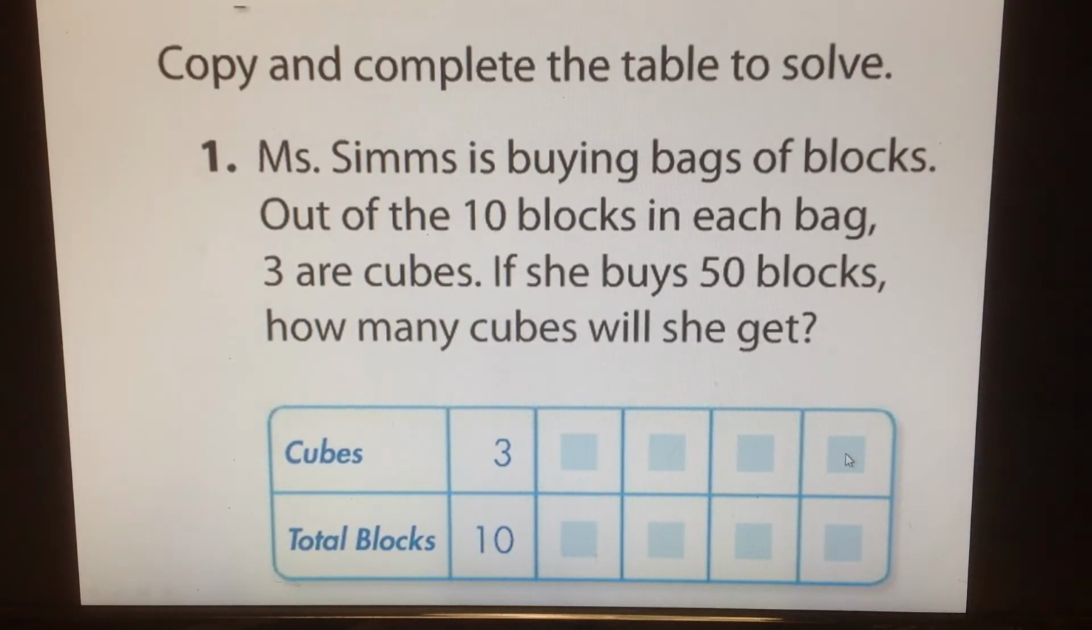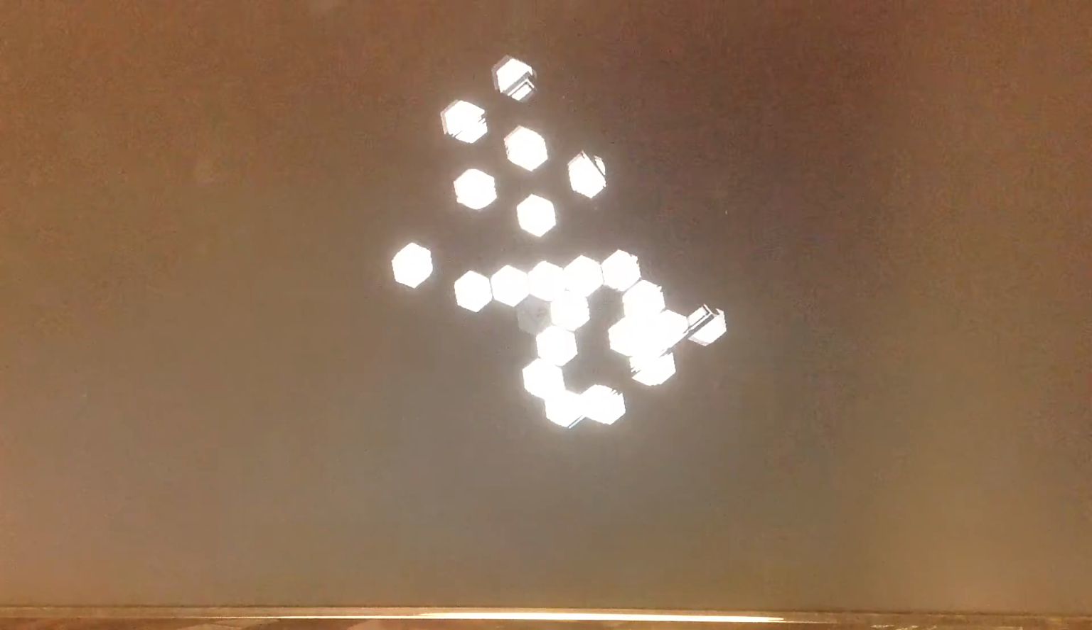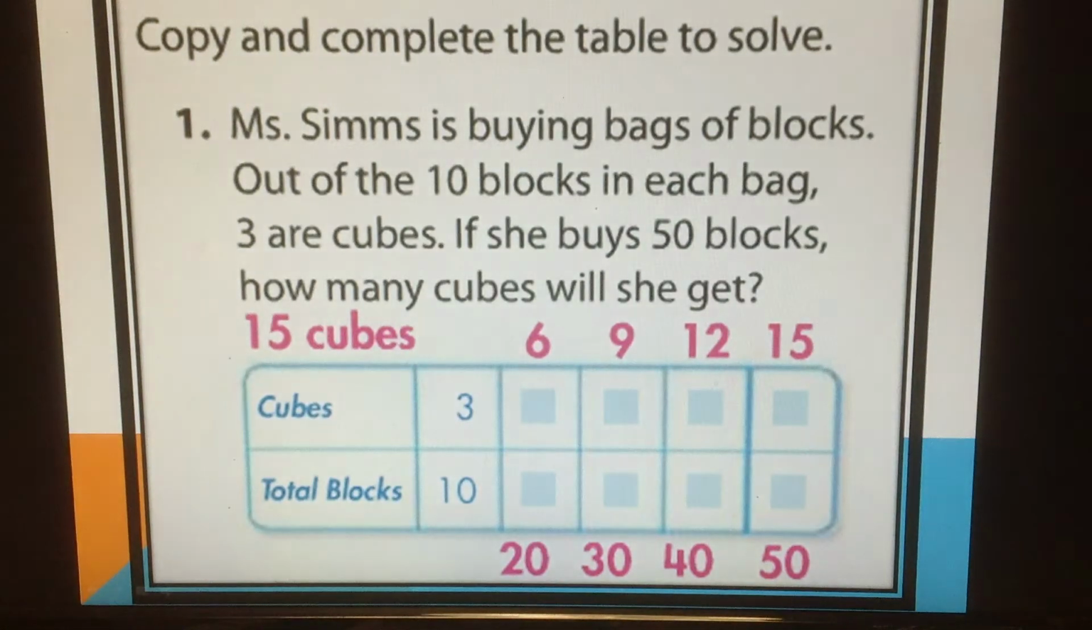So let's change the slide and see what those are. The final answer is going to be 15 cubes, because above the 50 in the table is a 15.